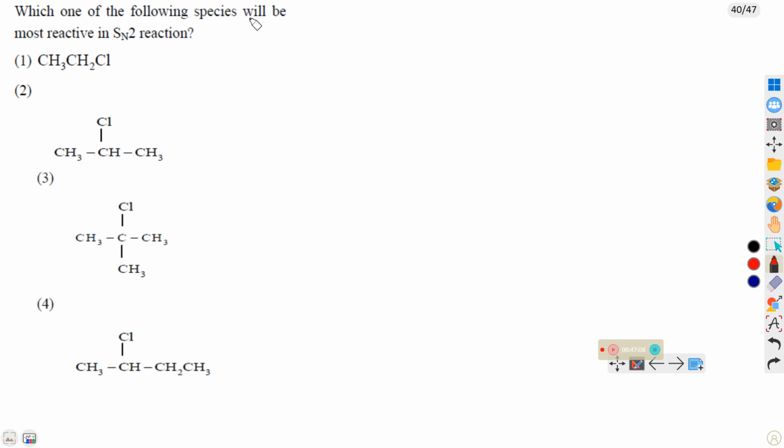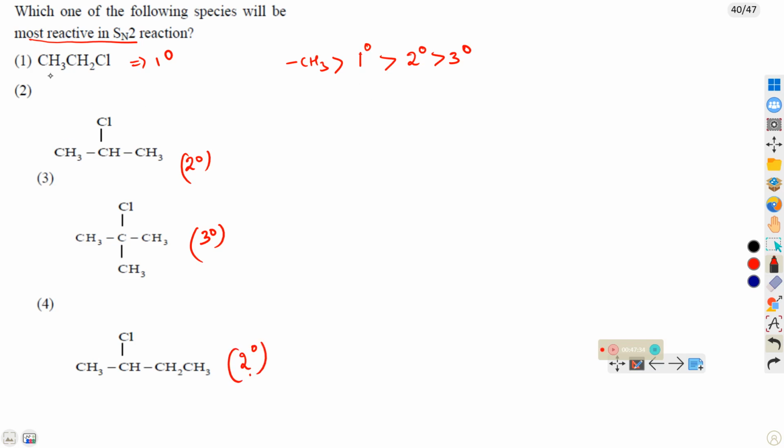Which one of the following species will be most reactive in SN2 reaction? Order of SN2 is methyl greater than 1 degree greater than 2 degree greater than 3 degree. This is 1 degree alkyl halide. This is 2 degree alkyl halide. This is 3 degree. This is again 2 degree. So 1 degree is more reactive. First option correct.